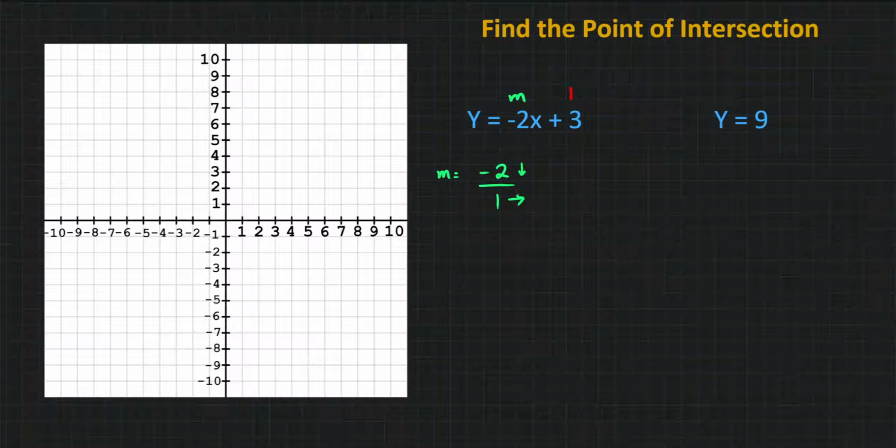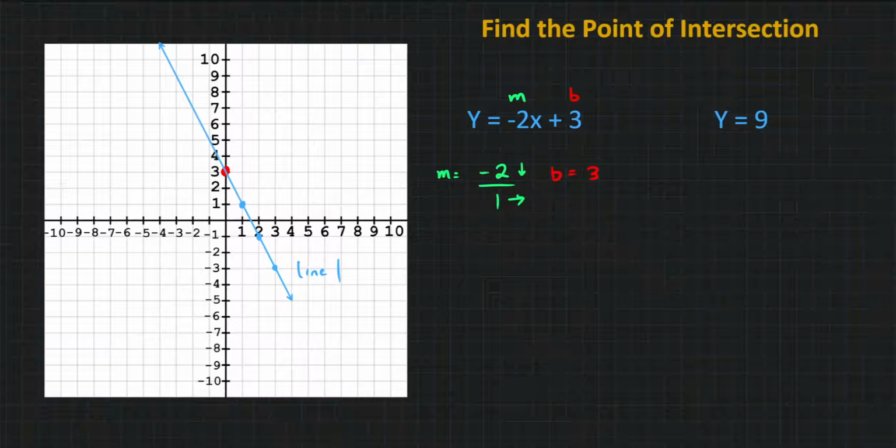The b is to the right always. Well, not always, but we like to keep it to the right. b here is 3. So let's begin at 3 and move down 2 over 1. Down 2 over 1. Down 2 over 1. And do this until I've confidently got a nice straight line. Down 2 over 1, that's good. Awesome. This is line 1.